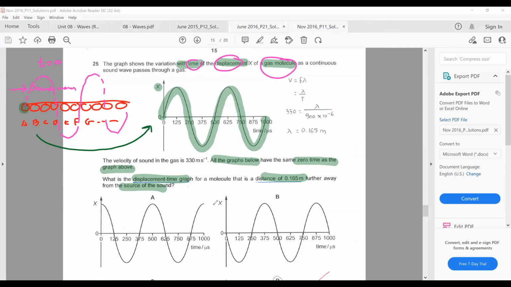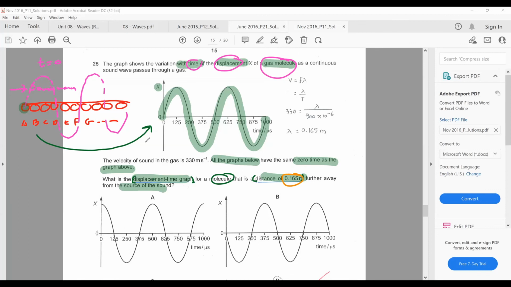So now they ask, what is the displacement time graph for a molecule that's a distance of 0.165 meter away from the source of the sound? They want you to plot the displacement time graph for another, different molecule that's a distance of 0.165 meter away. Up to this point, do you understand the question? They want you to plot the displacement time graph of another separate molecule that is a distance of 0.165 meter away.